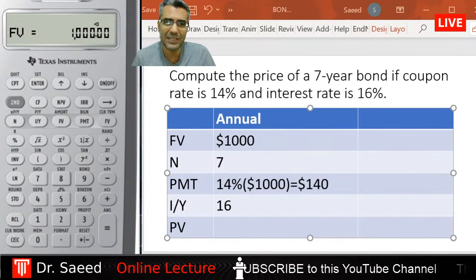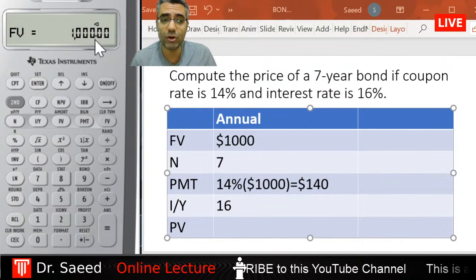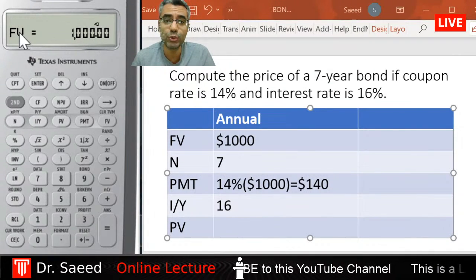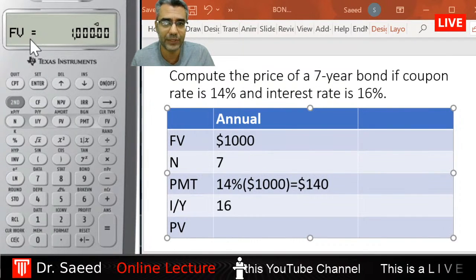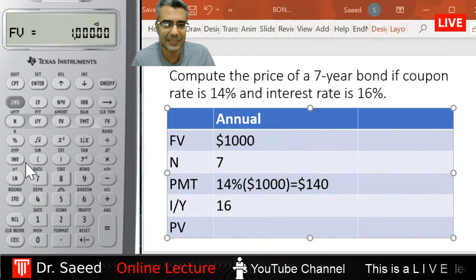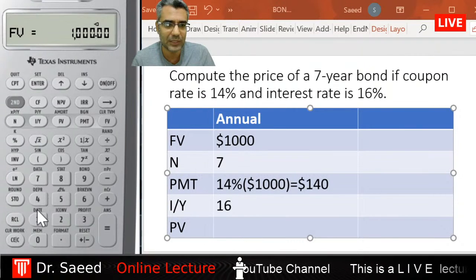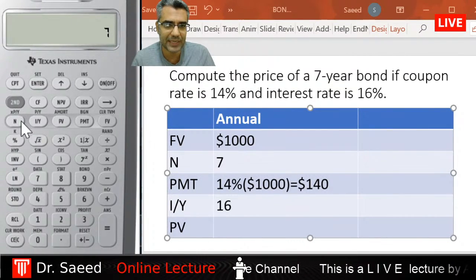You see the triangle here on the screen. This means 1000 is already assigned to future value. So done, 1000 is in future value. Very good. The next parameter is 7. We need to assign 7 to n. So I press 7, then I press n.